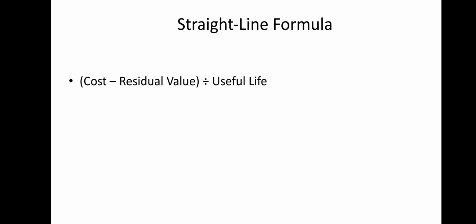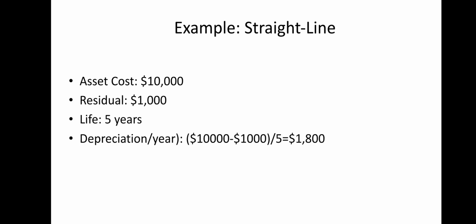So how do we calculate straight line depreciation? Well, the formula is very simple. It's cost minus residual value divided by useful life. As we discussed, the residual value is the estimated value of an asset at the end of its useful life. Now let's look at the example.